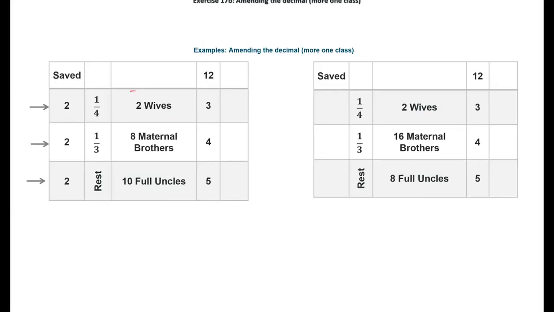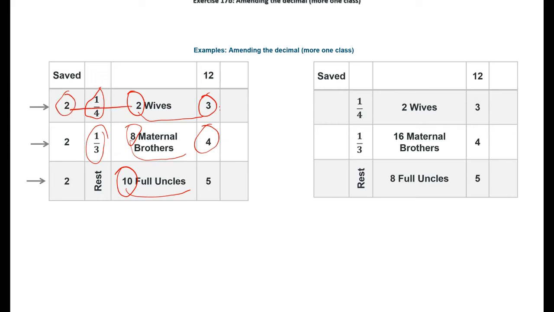Examples here. We have 2 wives inheriting a quarter, and then 8 maternal brothers inheriting 1/3, and then the rest goes to 10 full uncles. So we have a problem in all occasions. 2 wives can't divide amongst them 3, and then 8 can't divide between them the 4 shares, and 10 uncles with 5 shares. So here we save the 2 because there is no common factor between 2 and 3. 8 divided by 4 equals 2. We save 2 here. And then 10 divided by 5, we save 2 here as well. So in these occasions, we have all 2, 2, 2, 2.